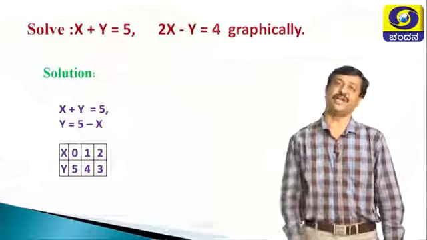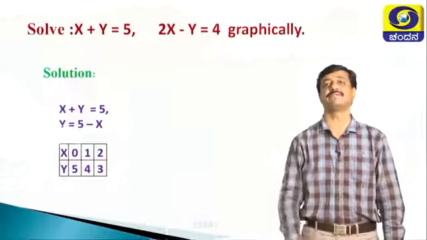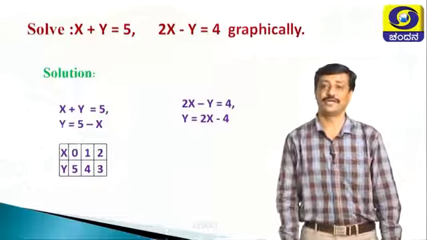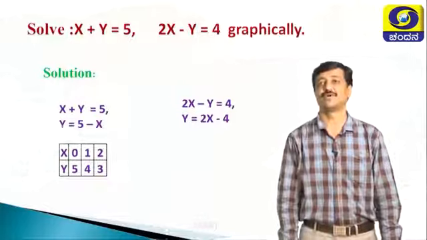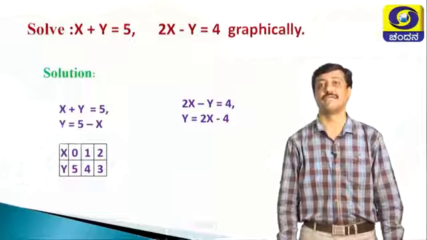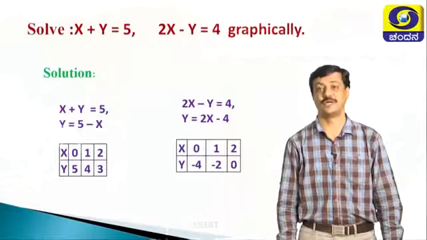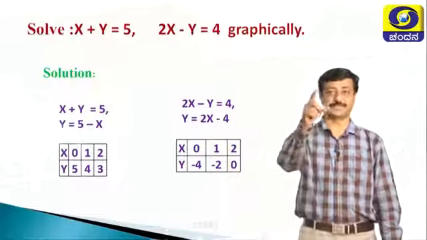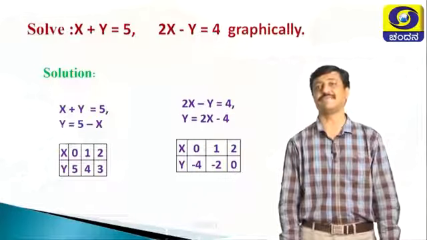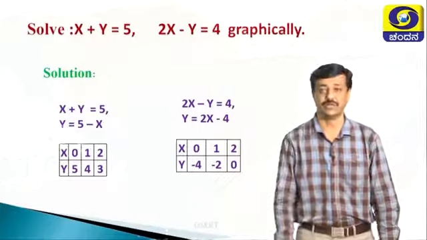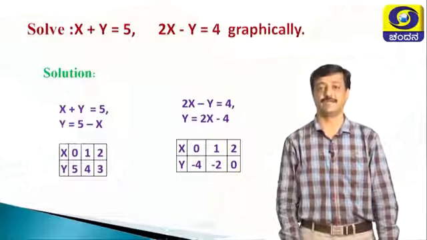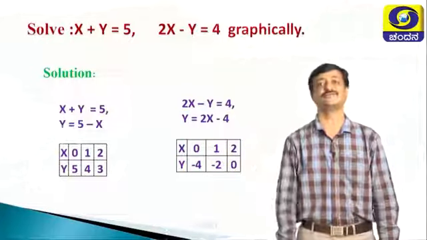In the next stage, again we have to find out another table for the second equation. First, we have to solve for y. It gives y equals 2x minus 4. Now, substitute in the same way x values by taking x value as 0, x value as 1 and x value as 2. If you substitute x value as 0, you will get y value as minus 4. In the same way, for x value 1, you will get y value minus 2, and for x value 2, you will get y value 0. For the first table, we have 3 points. For the second table, again there are 3 points.